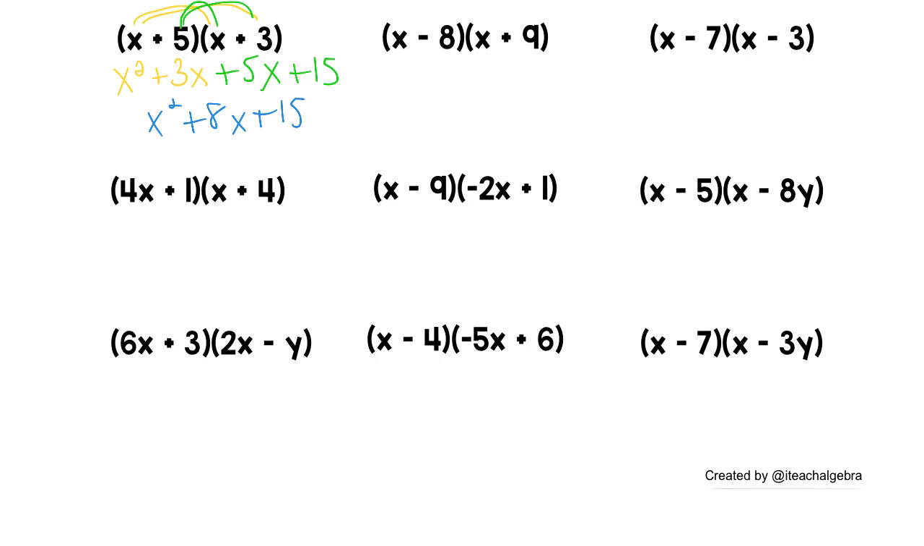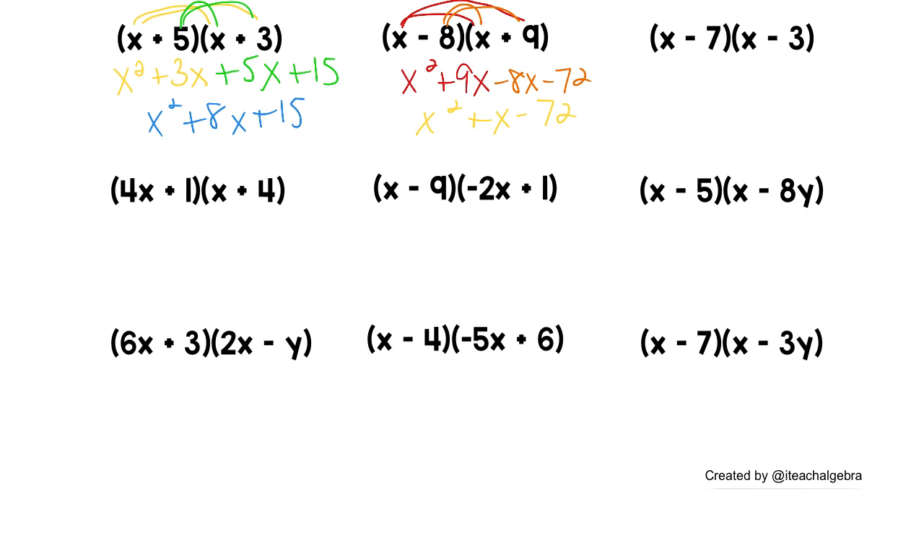Next one. We have x times x is x squared. X times 9 is plus 9x. Negative 8 times x, minus 8x. Negative 8 times 9, minus 72. Combine like terms. We've got x squared plus x minus 72.